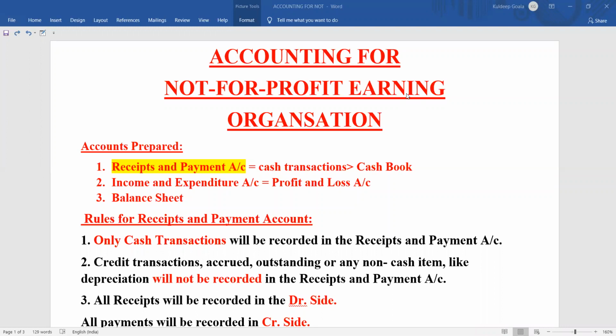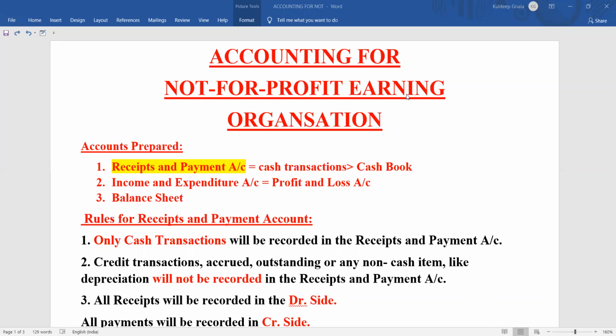Today we are going to start a new chapter in accountancy named Accounting for Not-for-Profit Organization. This chapter is about the accounting treatment of various items and various transactions related to non-profit earning organizations, or not-for-profit earning organizations.